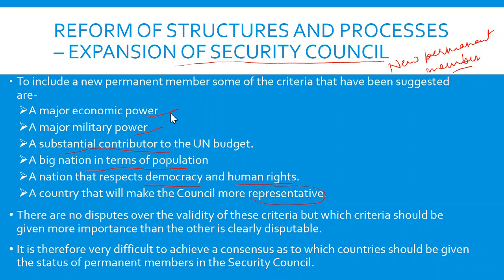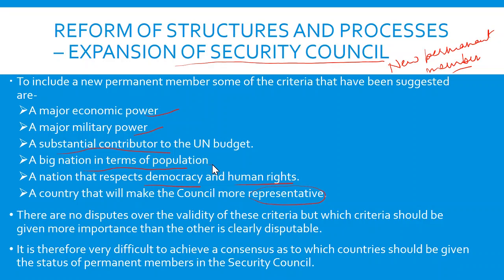Okay, so if you see in terms of population, yes, India can be a big country in terms of population to be taken into the permanent membership, but then it is not a substantial contributor to the UN budget. Okay, and then from Asia you already have China as a member. Fine. So there are disputes regarding which criteria is more important than the other.